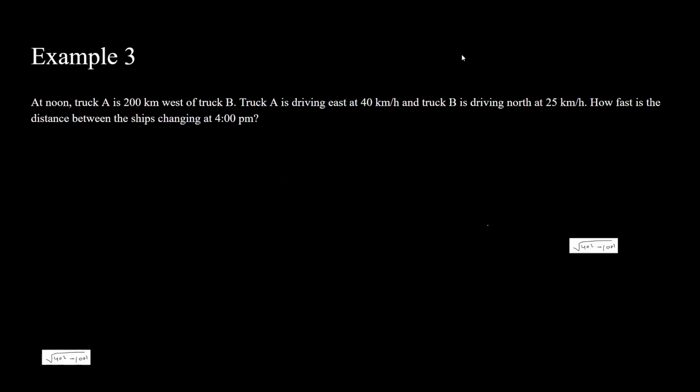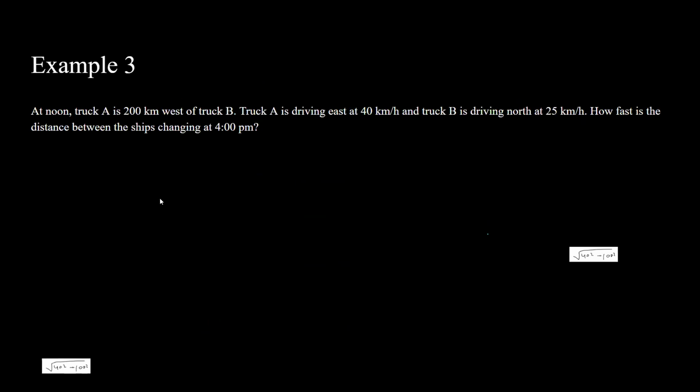At noon, truck A is 200 kilometers west of truck B. Truck A is driving east at 40 kilometers per hour, and something's blocked. Truck B is driving north at 25 kilometers per hour. How fast is the distance between the ships changing? Once again, that's a lot right there, so let's go ahead and draw it.